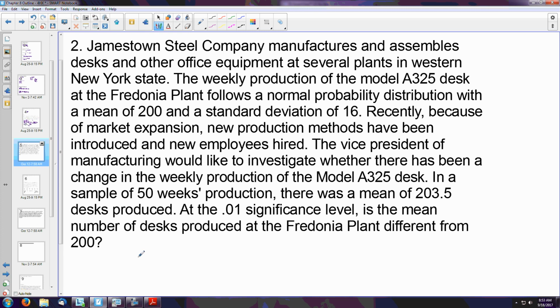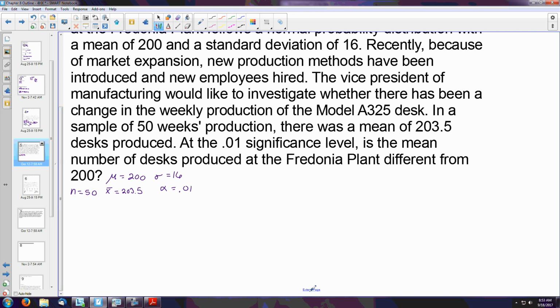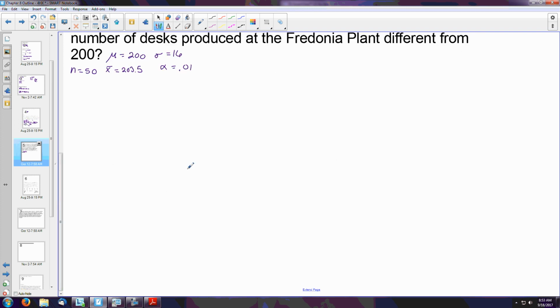Now let's go back and list out what they've told us. We know that normally they had been producing 200 desks per week with a standard deviation of 16. They told us that in our sample of 50 weeks, so n equals 50, we found a mean of 203.5 desks produced. At a 0.01 significance level, so that means alpha equals 0.01, is the mean number of desks produced different from 200?